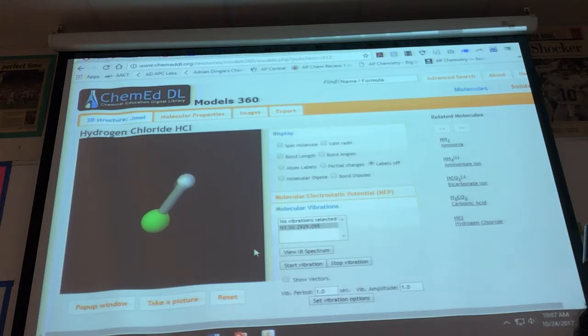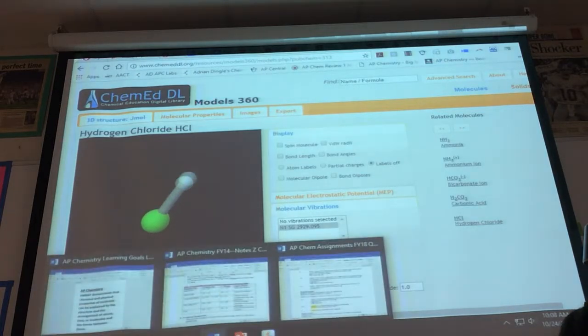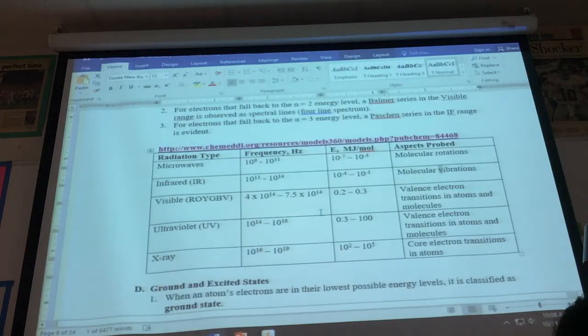But most importantly, what type of electromagnetic radiation causes molecular vibration? Infrared. That's what you have to be able to do. So it's fun to look at, but you really want to be comfortable with this aspect.